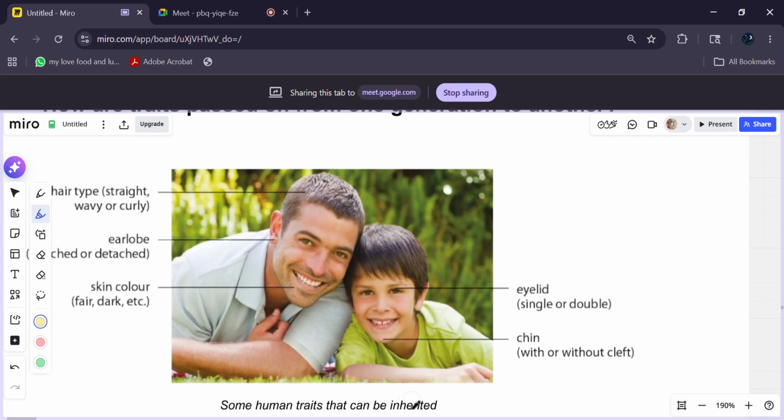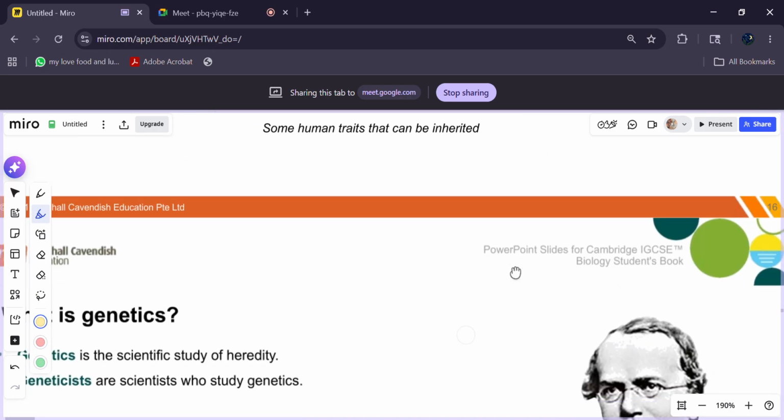The color of your eye, height, or skin color are traits and characteristics that have been passed on to us from our parents. They are referred to as hereditary traits because they can be passed on or inherited from one generation to another.